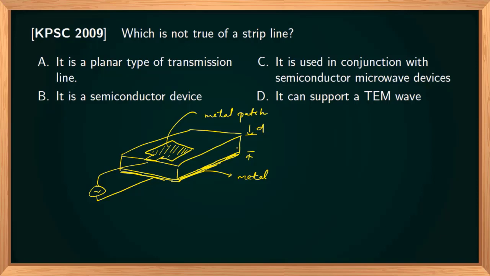The features of microstrip lines are: it is a planar type of transmission line, that is correct. It is a semiconductor device, it's not a semiconductor device. It is used in conjunction with a semiconductor microwave device, that is correct. Can support TEM wave, also correct. The correct option is, it is a semiconductor device.